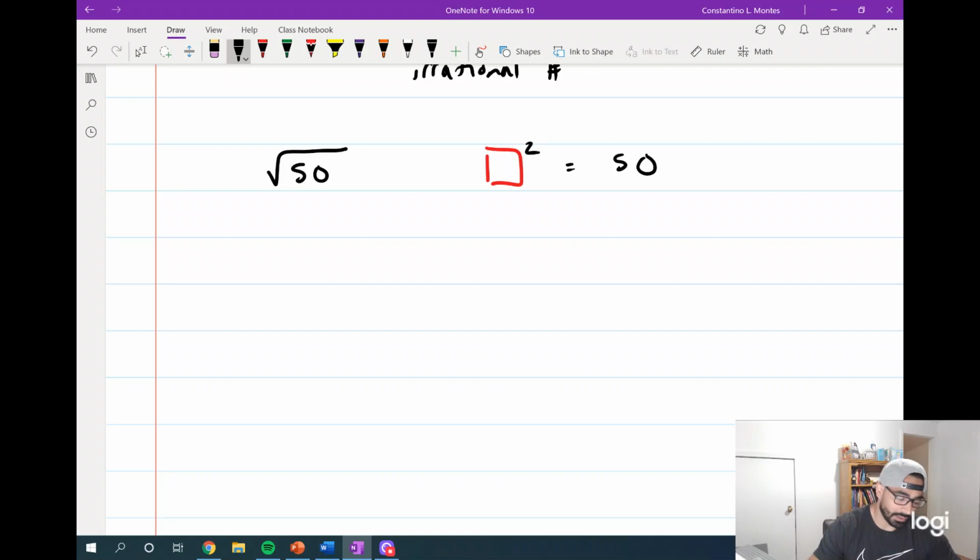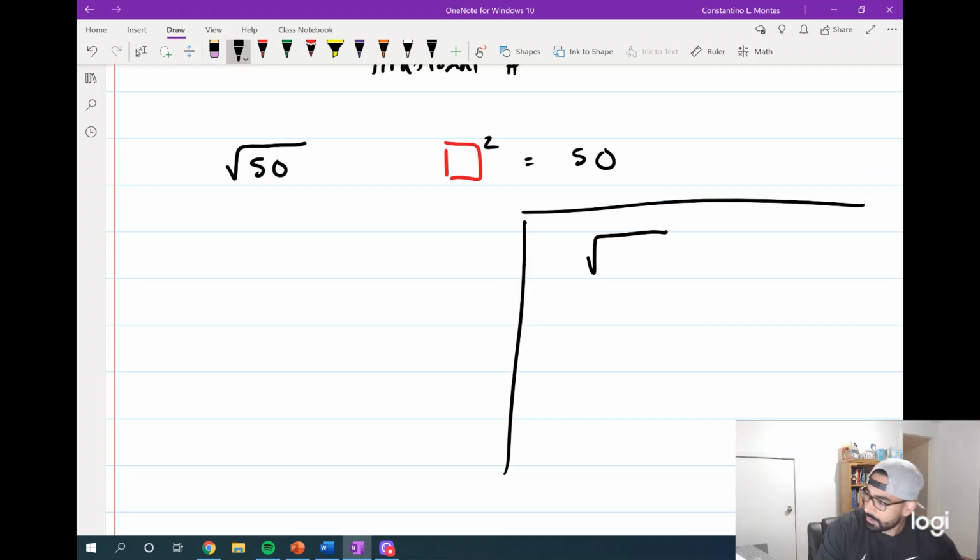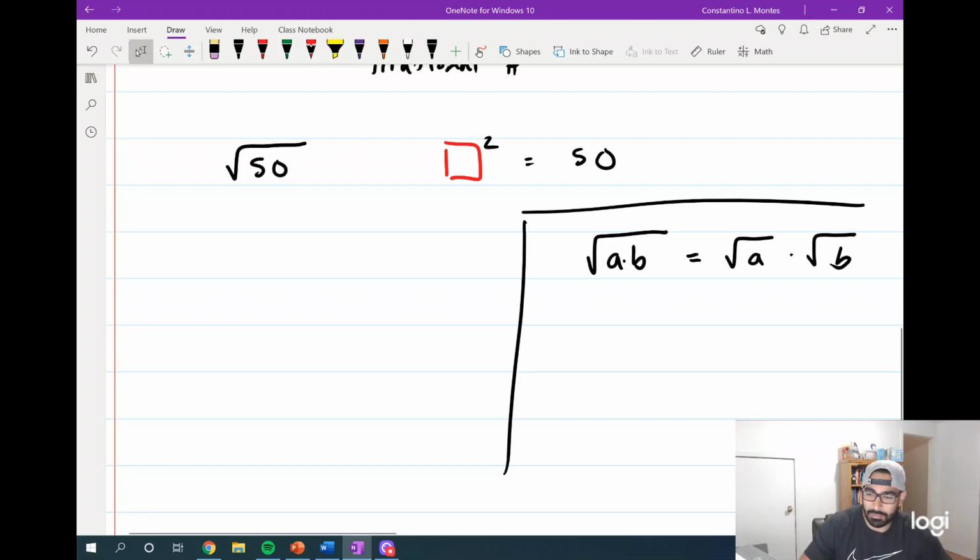And here's what we're going to do. Here's the rule that we're actually going to use. If I have the square root of a times b, that's multiplied together, there's a rule that says that I can separate that into two pieces, as in the square root of a times the square root of b. Now, what's that going to do for us? Well, that's going to allow us to simplify.